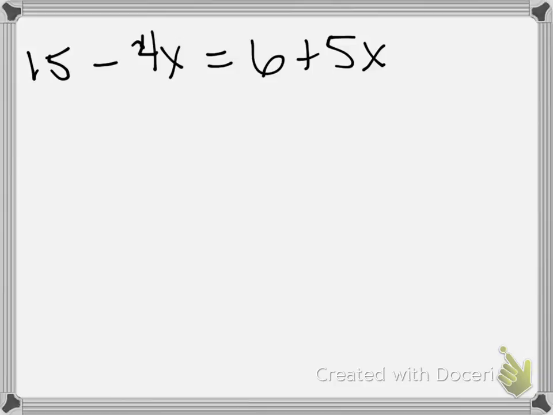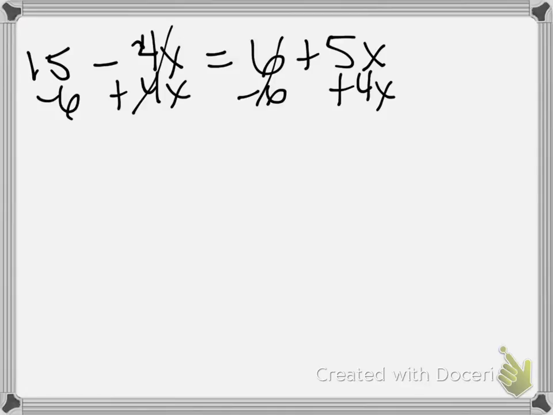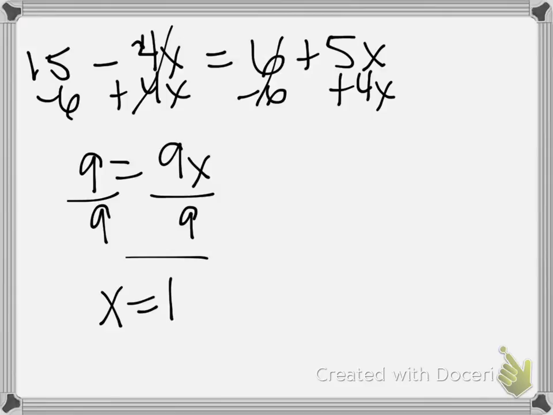So this time I don't have any quadratics, so I am going to go ahead and just put all of my constants to one side and all of my variables on the other. So I'm going to add 4x to both sides, and I'm going to subtract 6 on both sides. So I get 9 equals 9x. If I divide by 9, I get x equals 1, and that does work for any of my denominators, so we're good to go.